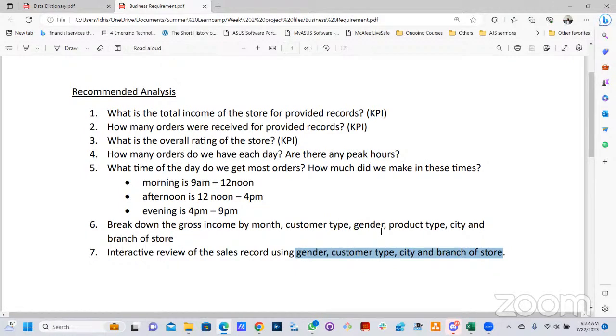Then if you now have additional analysis, if you looked at this data and feel like, oh, I feel like this should be added, you can include it. But make sure that these ones are there first. Then if you want to add more, you can add more.